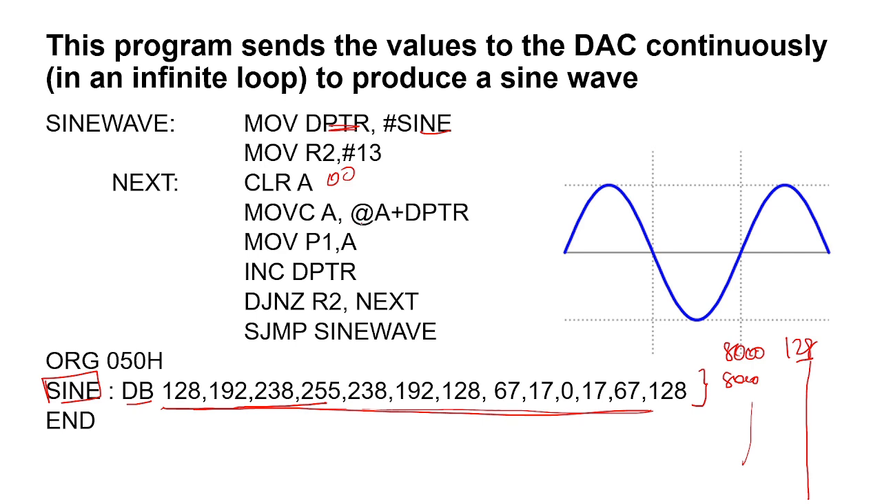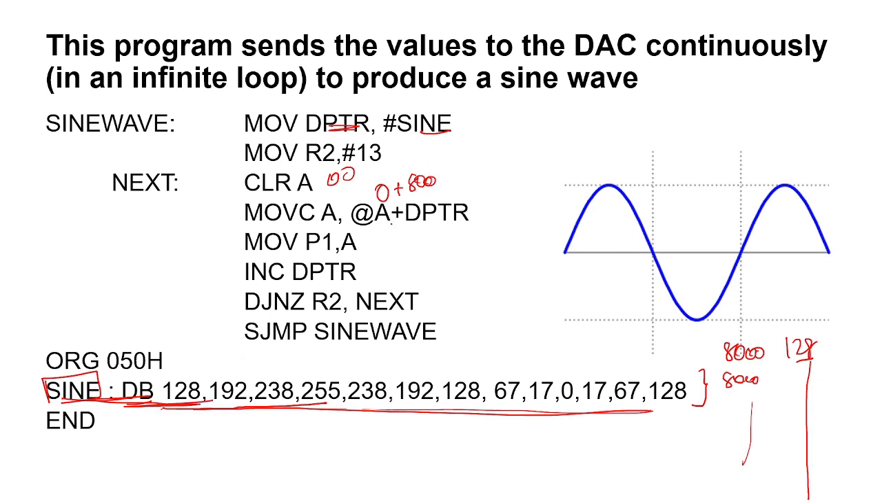Now MOVC A, @A+DPTR. You know that the accumulator value is 0. DPTR holds the address, right? So in that address, whatever data is there will go to the accumulator. What is MOVC? MOVC is used to access code memory. So I hope you understand. Initially we are clearing the accumulator. Now DPTR, as I already said, will hold the starting address of the sine wave memory table.